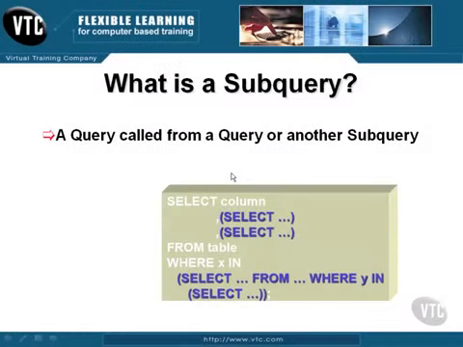What is a subquery? A subquery, as it says, is a query that is called from a query, or basically another subquery. A query called by a query called by a query. A subquery is a subset query, one that is called from a calling or parent query. As you can see here, we have select, a column, and then a subquery and another subquery from table where something is in a subquery that is in a subquery.